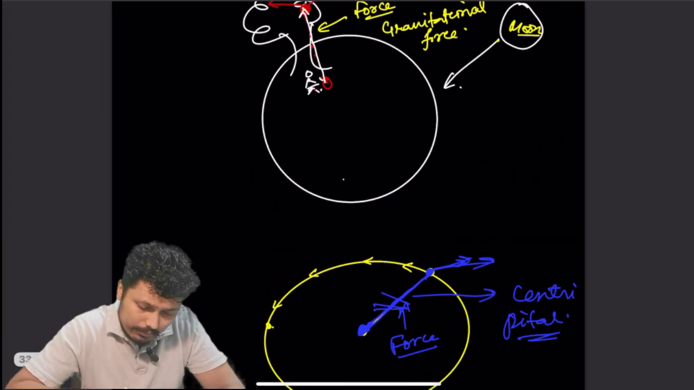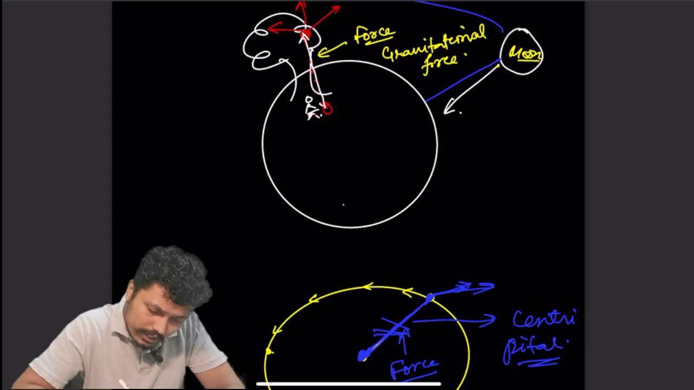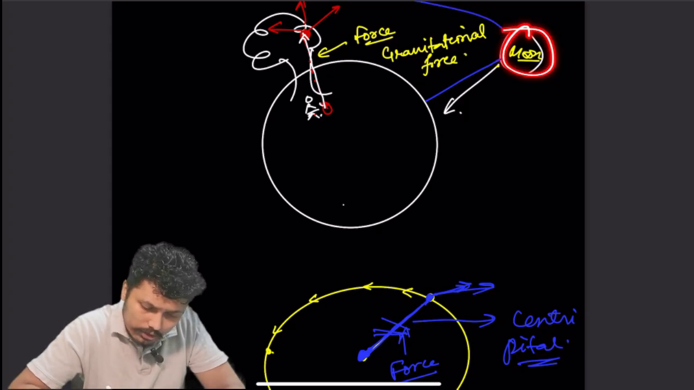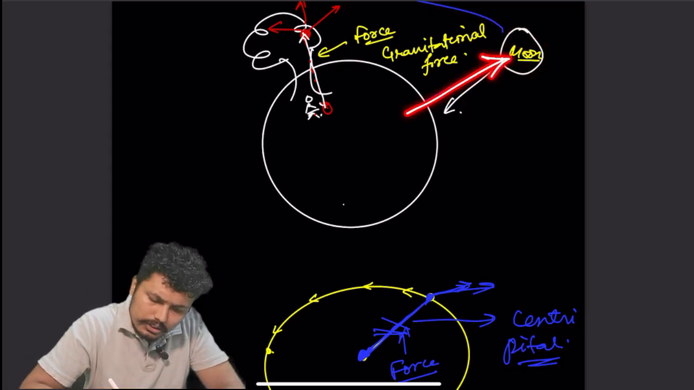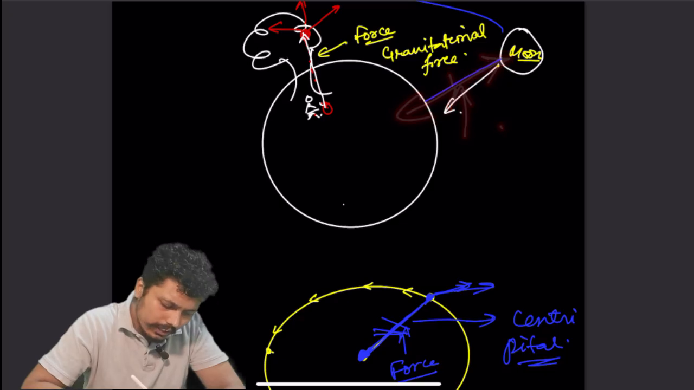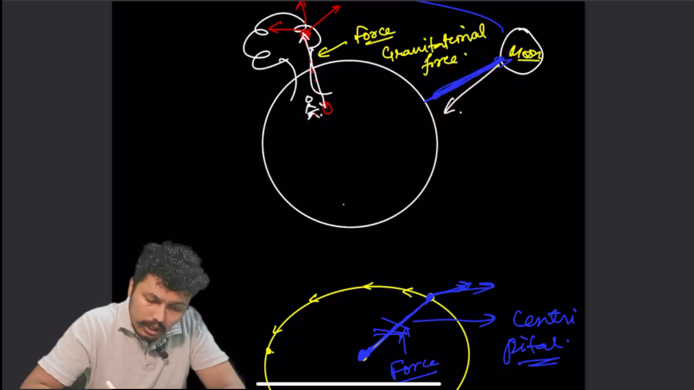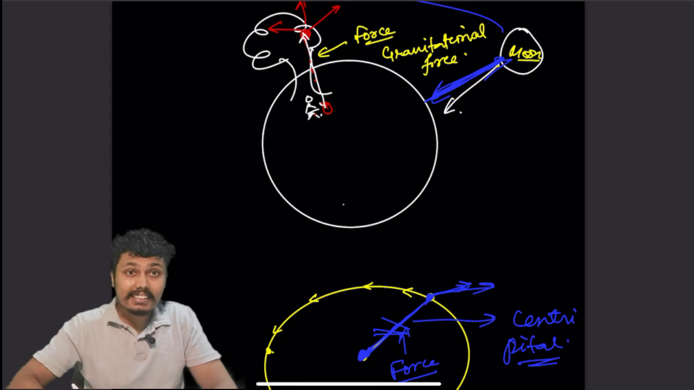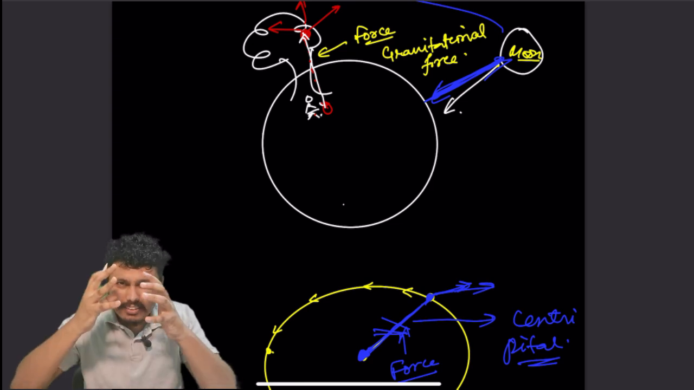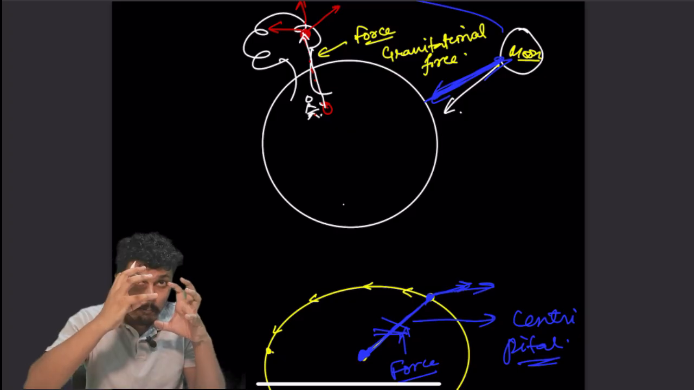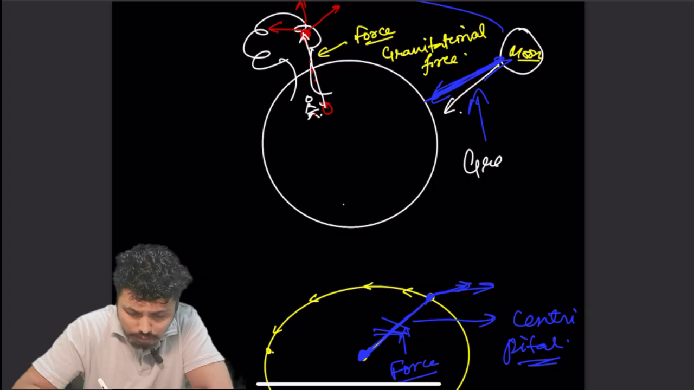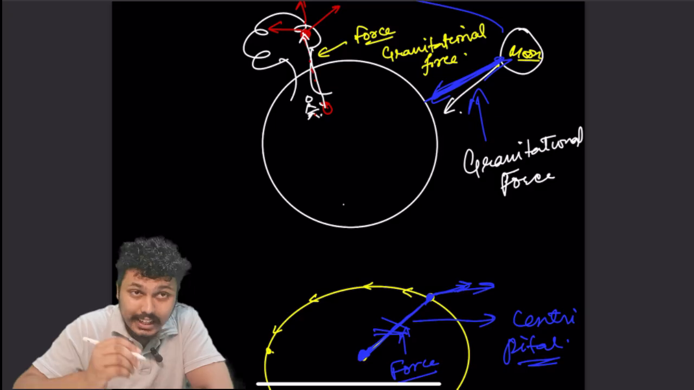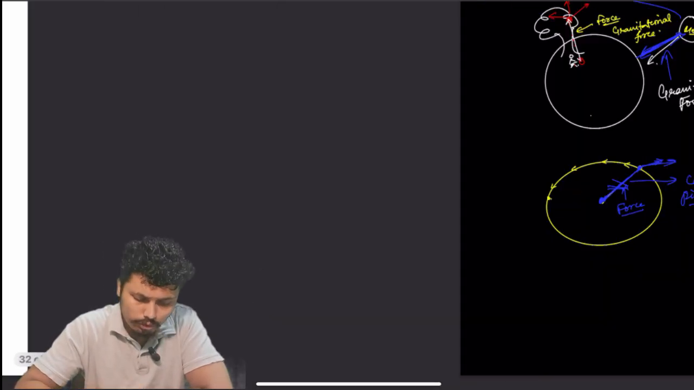Similarly, the moon is also moving around the earth, so the earth must be having some force with the moon. There must be some force between the earth and the moon. Yes, I understand that there is no rope. There is some invisible force between the earth and the moon, and that invisible force is called gravitational force.